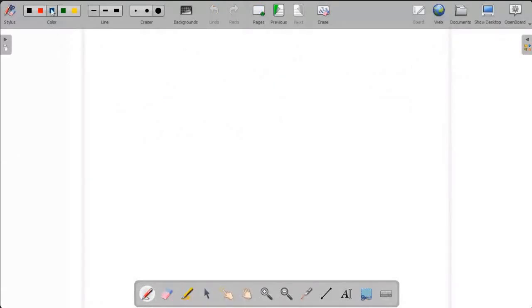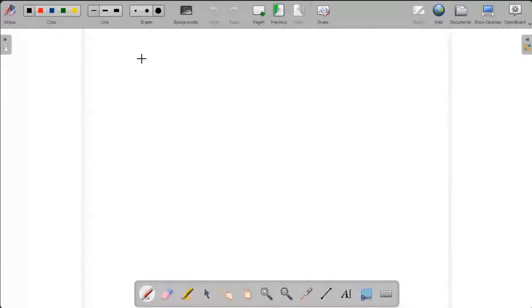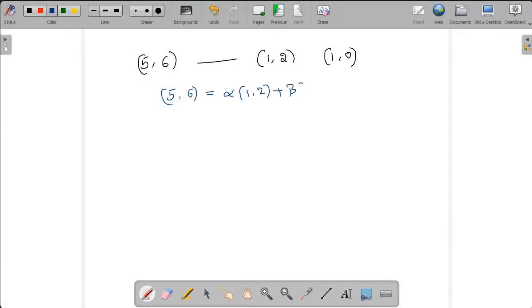Now in today's class, let us discuss what is linear dependence and linear independence. Now here, if I take one element, 5 comma 6, the question is, can it be expressed as a linear combination of 1 comma 2 and 1 comma 0? To answer, you just write 5 comma 6 equal to alpha into 1 comma 2 plus beta into 1 comma 0. You'll end up with two linear equations, that is alpha plus beta equal to 5 and 2 alpha plus 0 into beta equal to 6. I'm adding and comparing component wise.